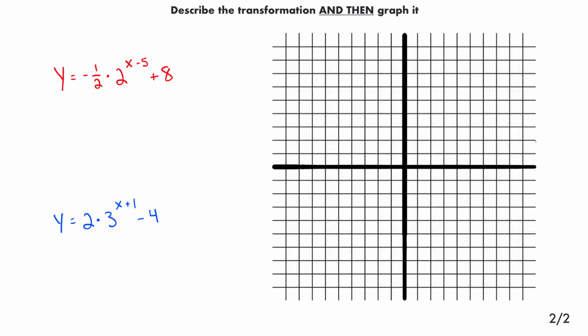The red equation reads y equals negative 1/2 times 2 to the power of the quantity x minus 5, quantity, plus 8. All right. Since I'm subtracting a 5 next to the x, that affects x-like movement. That affects movement in the left and right direction. So that x minus 5 tells me I'm going to go right 5. The plus 8 at the very end, that tells me vertical movement, up or down. Since it's a positive, that tells me I'm going to go up 8.